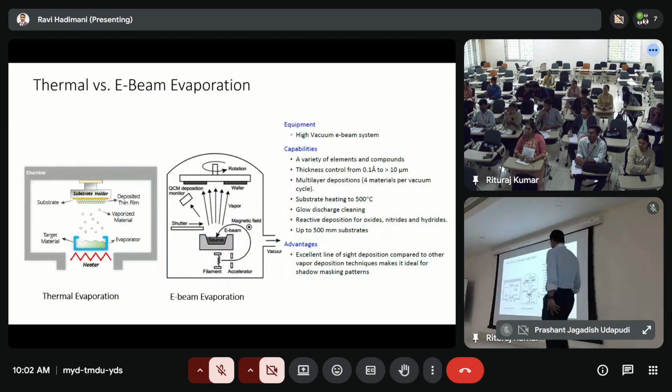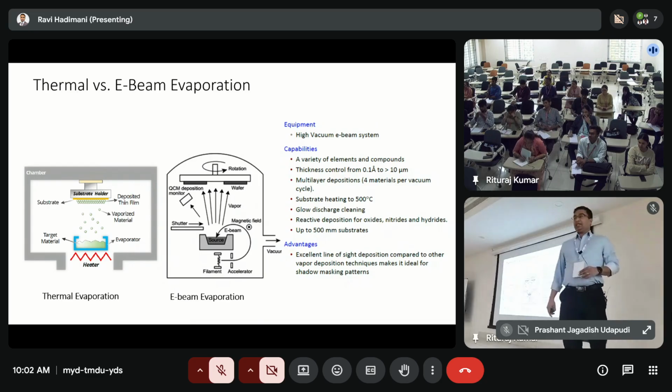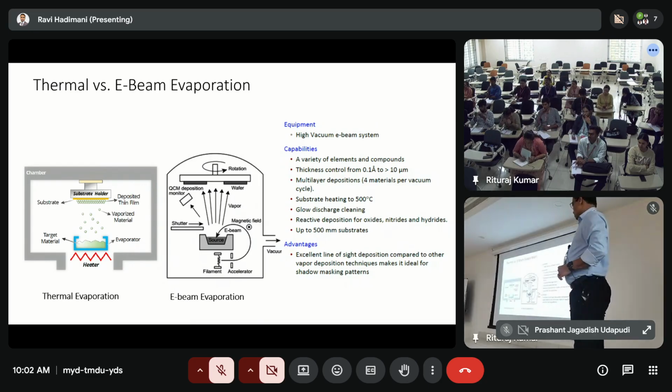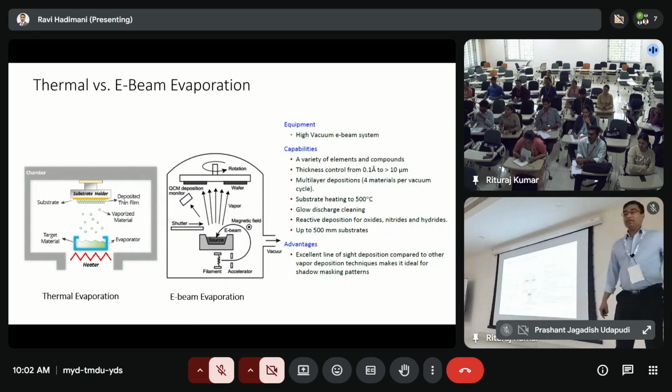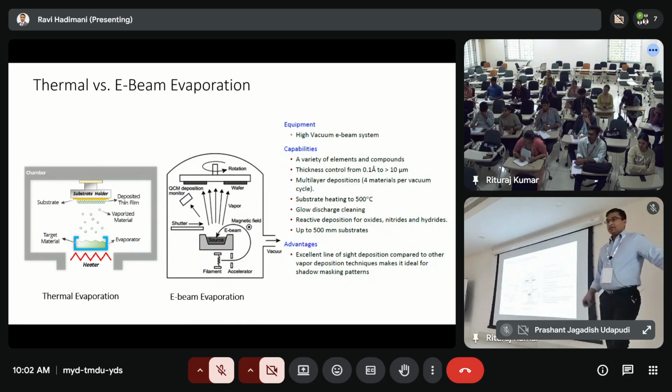So now we are coming directly to PVD, that is physical vapor deposition. Okay, so CVD or PVD. CVD stands for chemical vapor deposition. PVD stands for physical vapor deposition. V is common. That is, you have to make vapors.